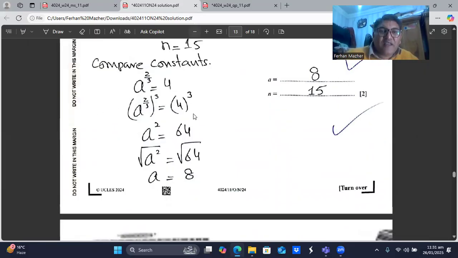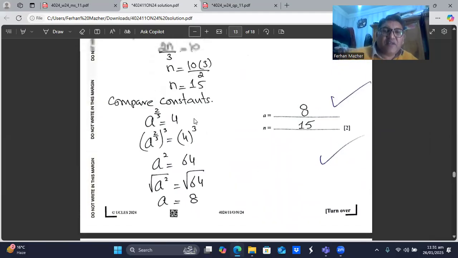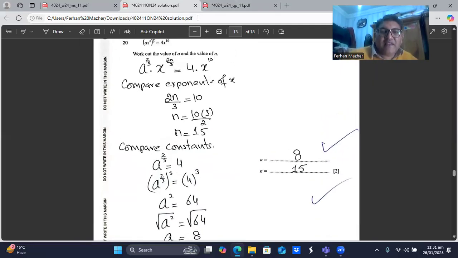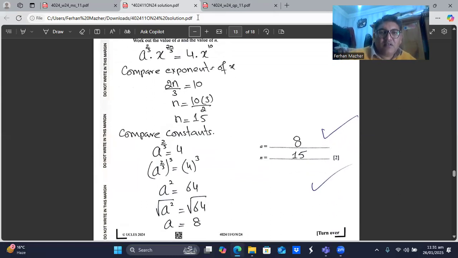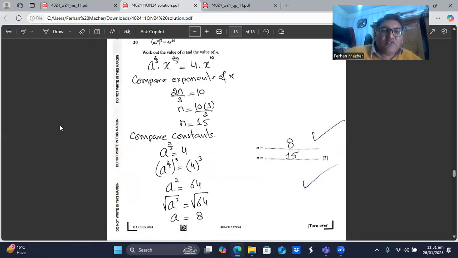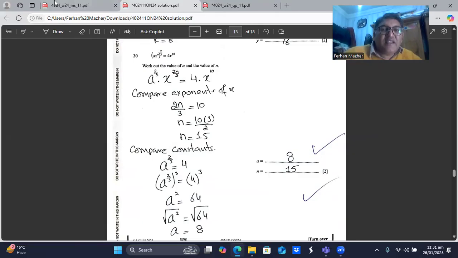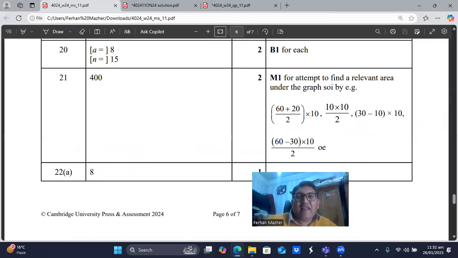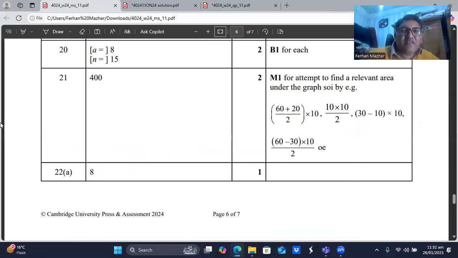So the value of a is 8, and the value of n is 15. Okay, so I hope you can understand this question. Let's check the answers. Question number 20. A is 8 and n is equal to 15.